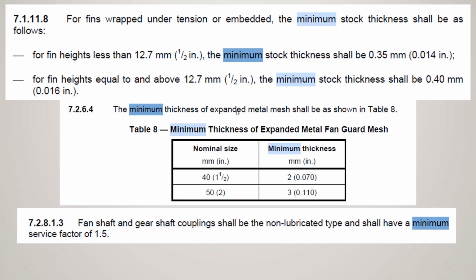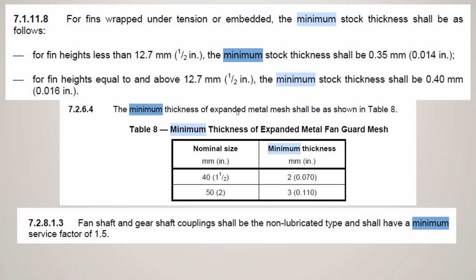And now coming to the fin thickness, the thicknesses provided are the stock thickness, but after finning, the tip thickness will be different because of the thinning effect during the spiral finning. But anyway, we will just consider the stock thickness. For fin heights less than half inch or 12.7 mm, the minimum thickness is 0.35, and for 12.7 mm and above, the stock thickness shall be 0.4 mm. Now let us come to the minimum thickness of fan guard mesh. This fan guard mesh shall be 2 mm for a size of 40 and 3 mm for a size of 50.